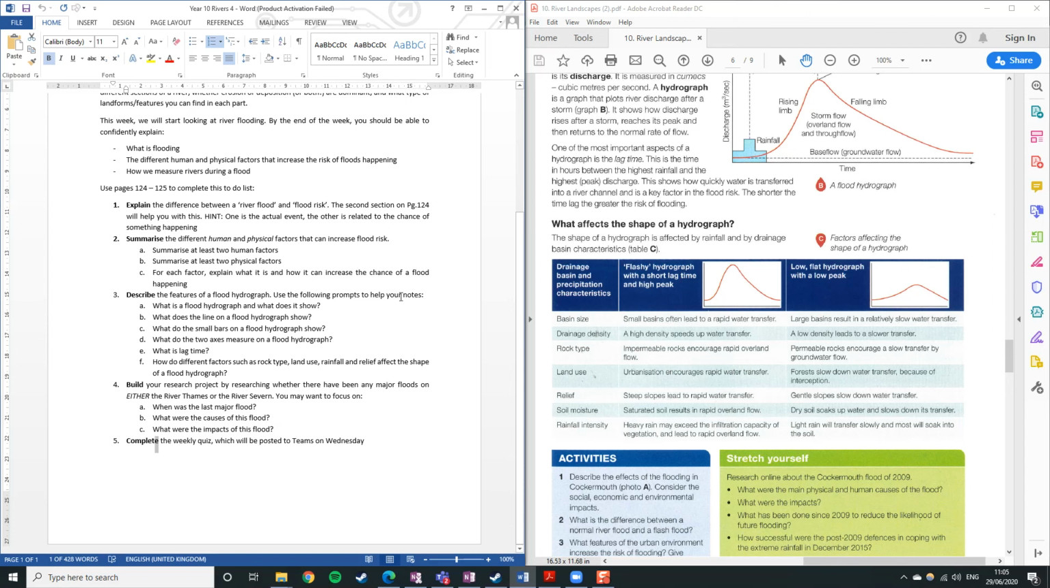Explain the difference between river floods and flood risk. Summarise how human and physical factors can increase the risk of a flood. Describe this flood hydrograph and why the shape of it can change, and then complete your quiz. Oh, and there's also some research work there for you to build out around the River Thames and the River Severn. If you need any help, please give me an email.